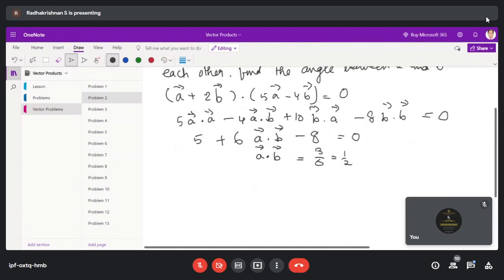Okay. What did he say? See, you take it to the right side, it becomes plus 8. Plus 8 minus 5 plus 3. Right, sir. So now A dot B equals half.